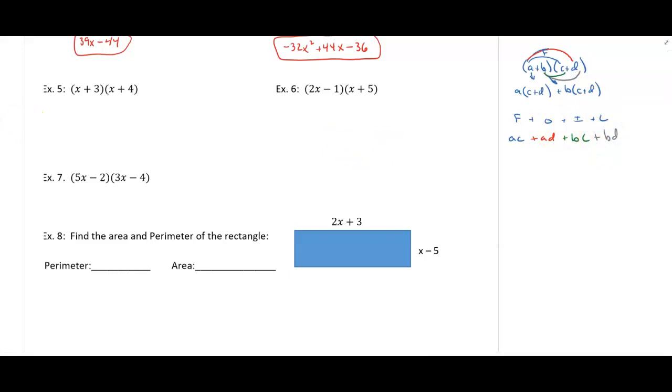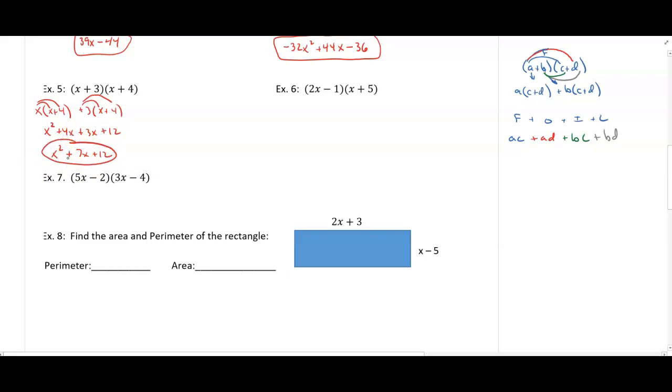So when I go to do this, if I do it the first way, I'm going to pull out the x, distribute it to x plus 4. Then I'm going to pull out the 3 and distribute to the x plus 4. I'm going to go ahead and distribute x times x, x squared, plus 4x, plus 3x, plus 12. And now I get x squared plus 7x plus 12.